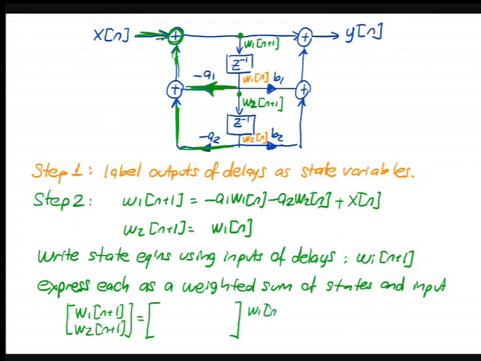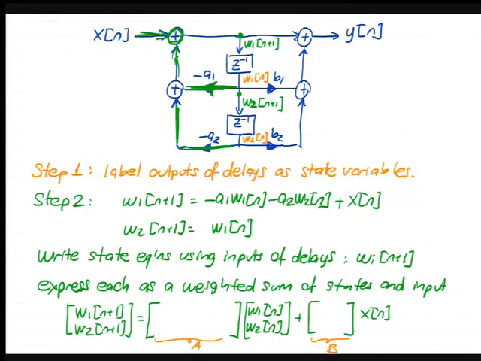W1 of n. So that 2 by 2 matrix in the middle is going to be our A matrix. And then we're going to have a 2 by 1 times x of n, right? So that's our A. This is our A, and this is our B. Let's fill them in using the equations we already derived. We're just putting it in matrix form. We're not doing anything new here. We're just packaging what we already have.